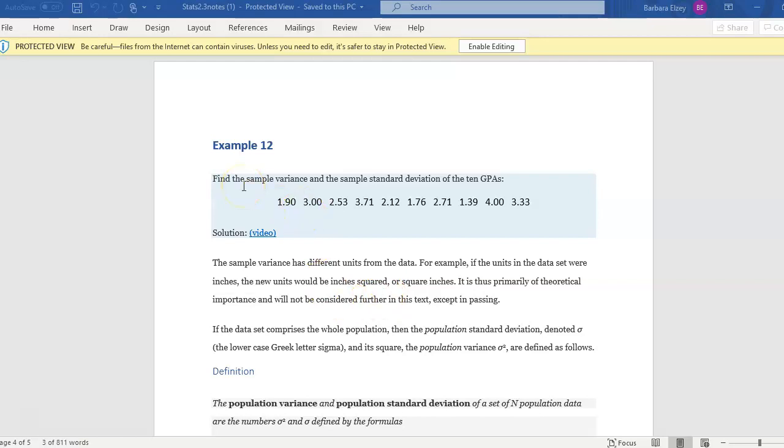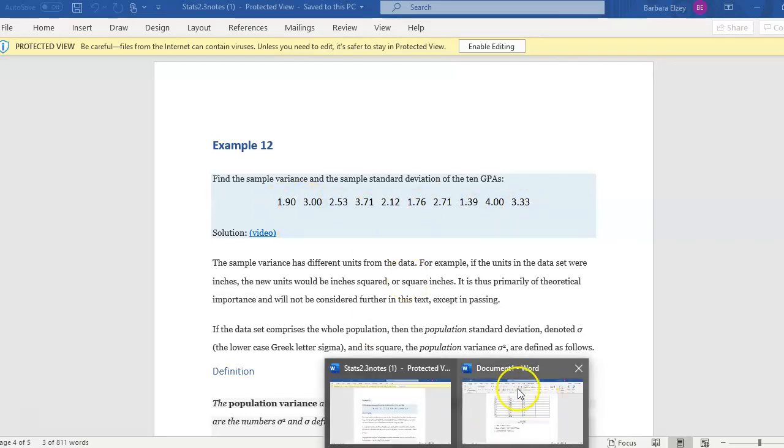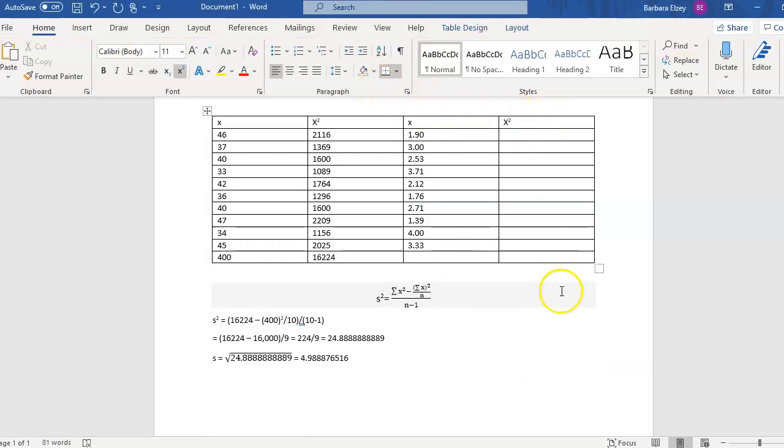So now we're going to find the sample variance and the sample standard deviation of these 10 GPAs that are here. All right, so just as I did with the last example, I have put them in a chart. We can ignore this left-hand side. That's the last example. All right, but let's notice that all of the 10 GPAs are here on the left, and on the right, in this column, I am now going to take this GPA and square it. So 1.90 times 1.90, and that answer will go here.